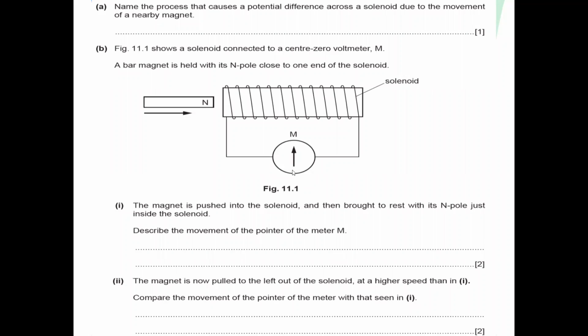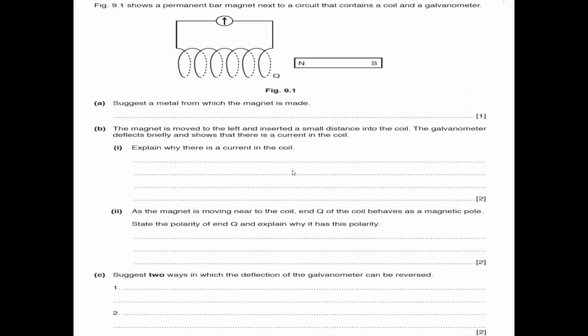So more examples related to electromagnetic induction. As you can see in this figure, we have a permanent magnet which is next to a circuit that contains a coil and a galvanometer. So we have a solenoid, a circular wire, and a permanent magnet. Which material do we use to make a permanent magnet? We use steel.